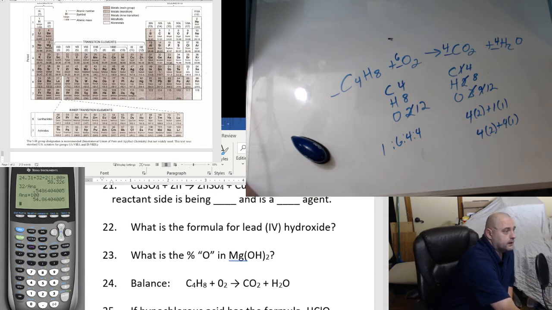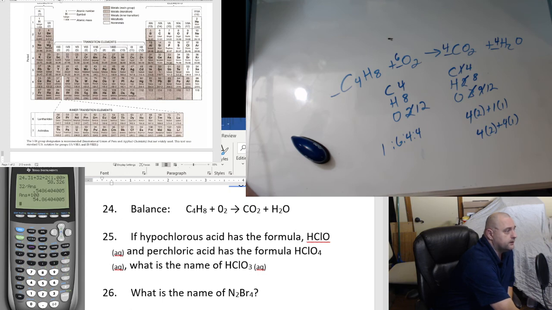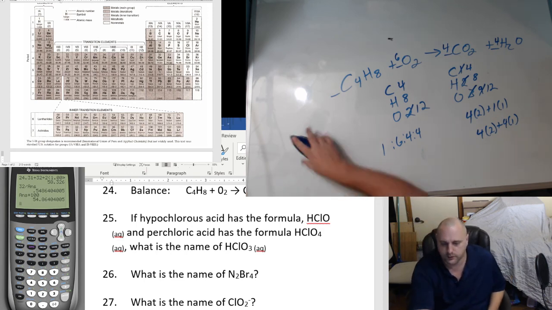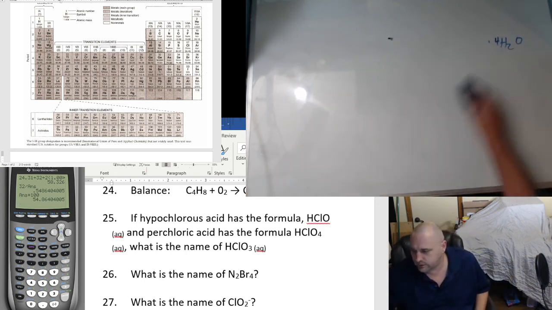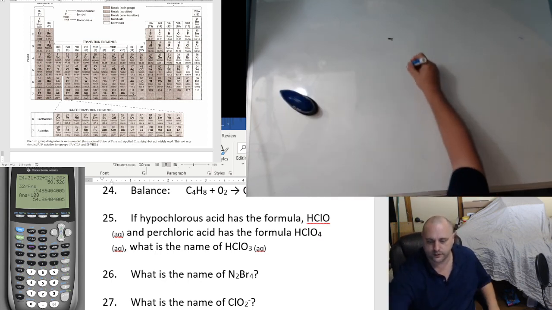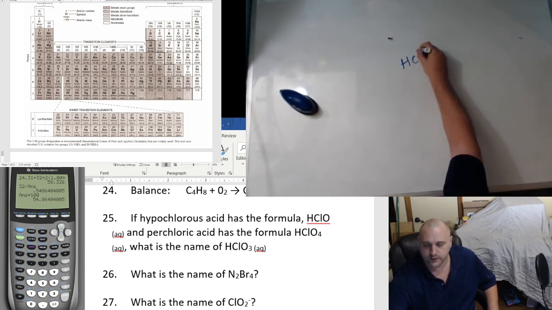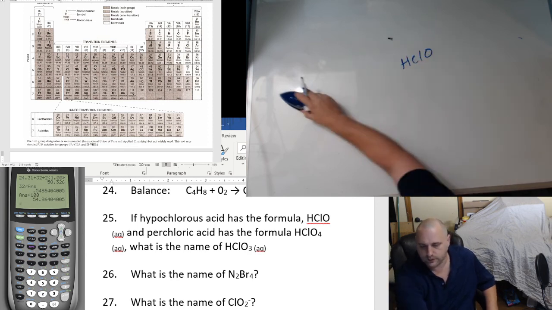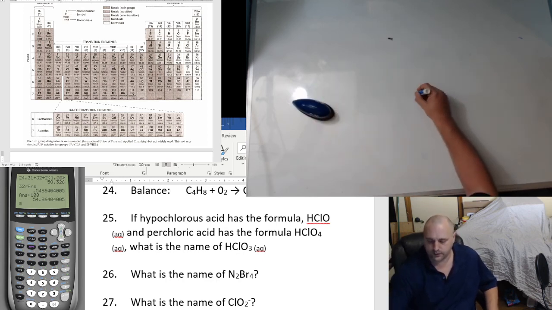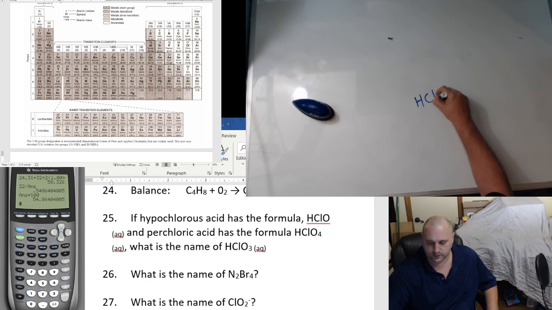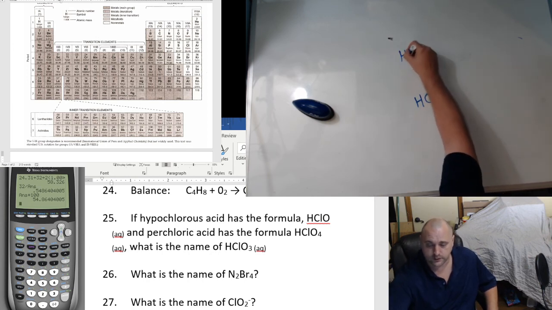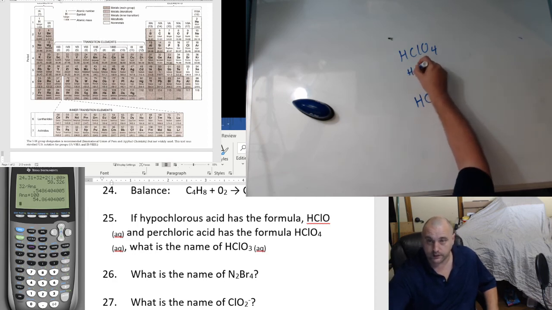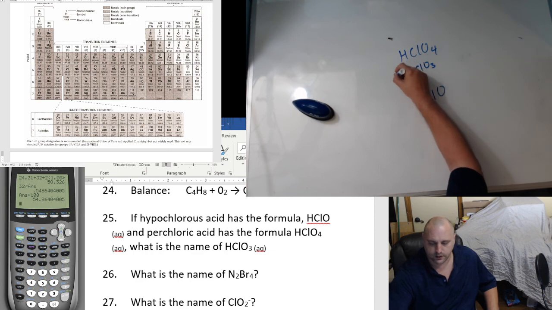All right. Getting down to the nitty gritty here. It says, wait a minute, if hypochlorous acid is, well, these are those chlorates and chlorides and all of this stuff. So this is HClO, and then there's an HClO4, and this is HClO3. That's the only one.